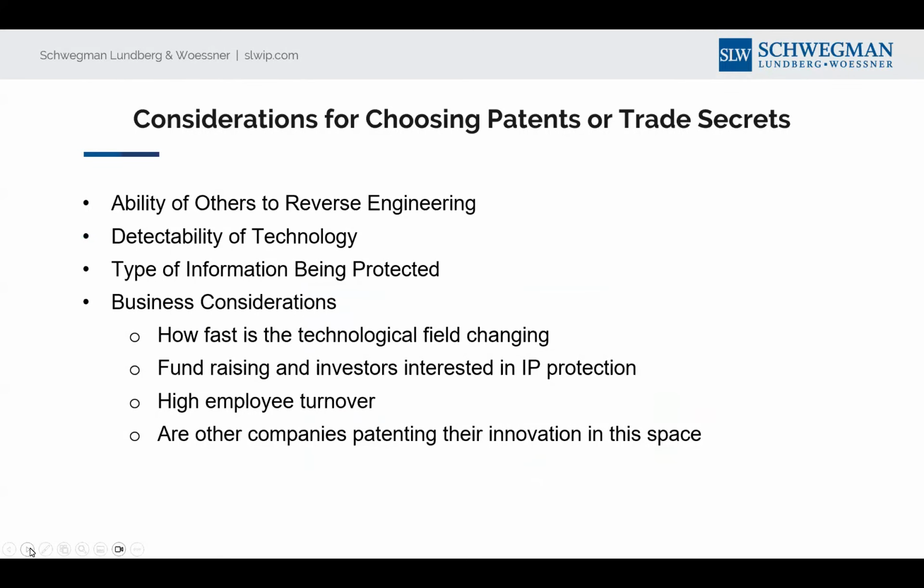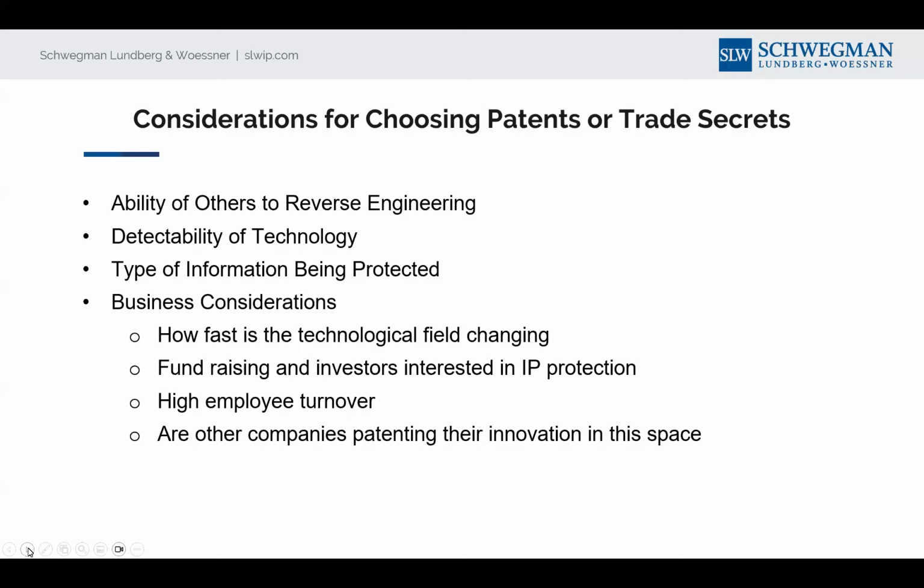A couple of other considerations for deciding whether to choose patents versus trade secrets. One is whether it can be reverse engineered. A trade secret doesn't provide protection against someone who comes along and either reverse engineers what you've done, or independently develops it on their own. That's very possible, and it has definitely happened. So if there's a product out on the marketplace and you can take it apart or analyze it and figure out what's being done, then it might be easily reverse engineered. So that's one thing to keep in mind.